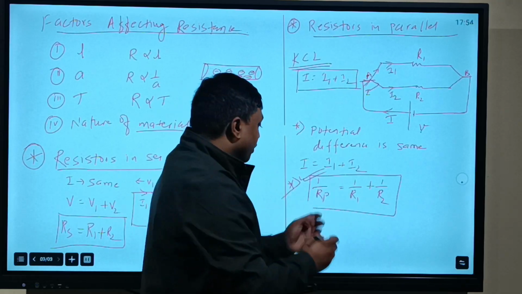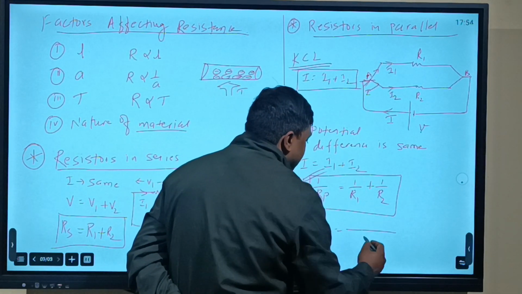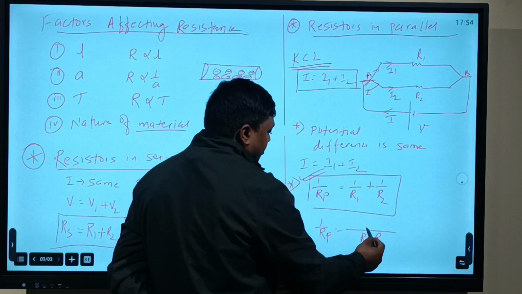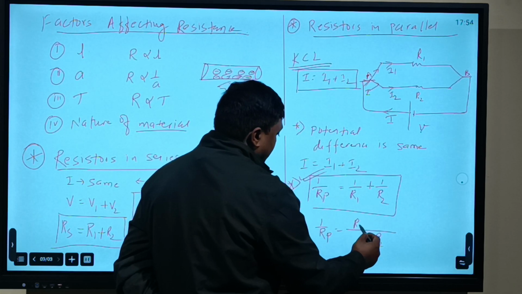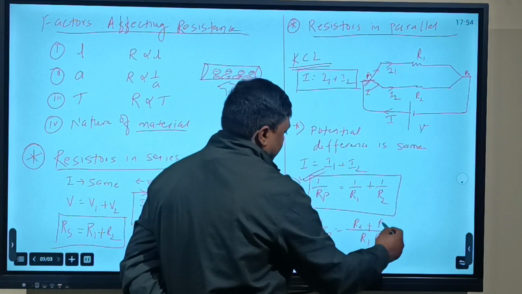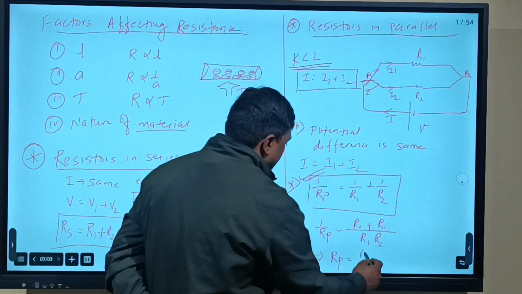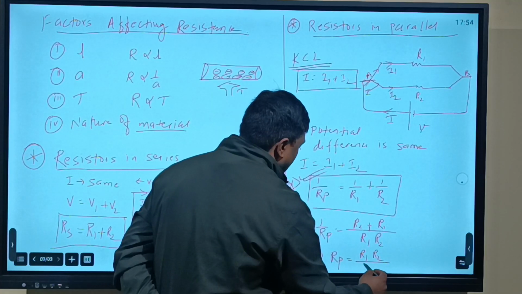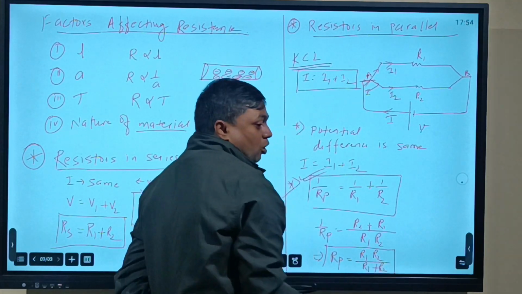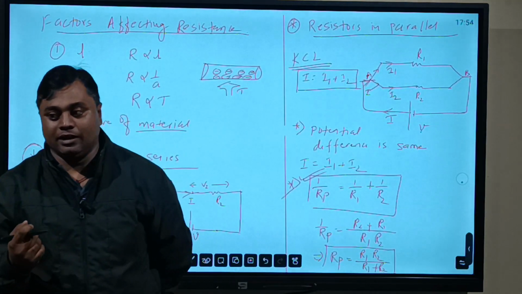So if you want to solve this in short, we can write 1 by Rp is equal to, take the LCM, R1 R2. R1 R2 divided by R1, so R1 gets cancelled and we get R2. Then R2 plus this divided by R2, R2 gets cancelled and we get R1 into 1. So directly we can write Rp is equal to R1 R2 divided by R1 plus R2. We can use this as a short trick if two resistors are connected in parallel.